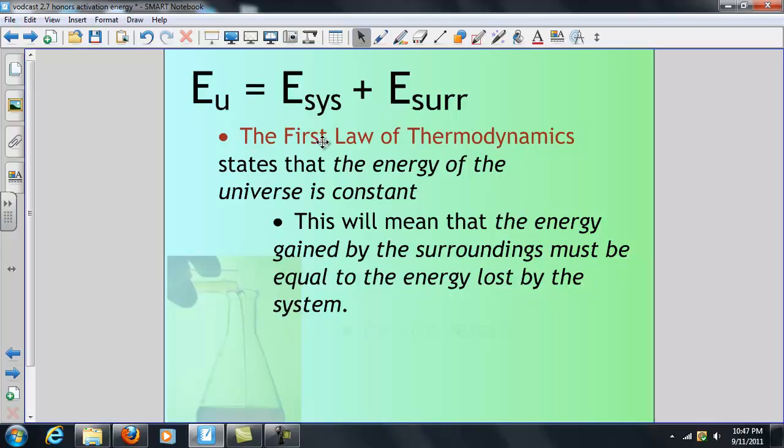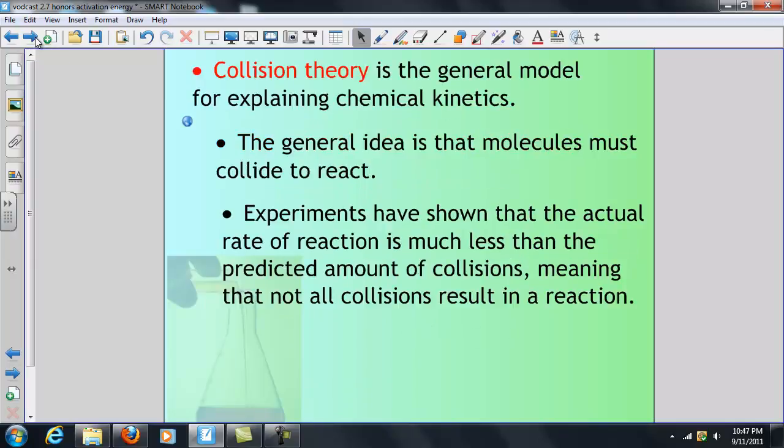What this means is that if the system loses energy, the surroundings are gaining energy, and vice versa. So if the surroundings lose energy, the system has to pick up energy. That makes pretty good sense. If the reaction is giving off energy, it's making the beaker hot. So the chemicals are losing energy, but the beaker and the surroundings are gaining energy. The energy throughout the whole universe is always constant. It gets moved from place to place. It gets its form transferred, but it's constant.